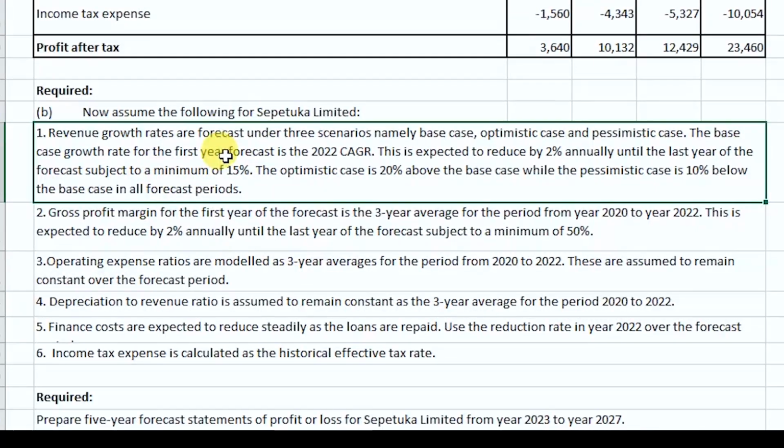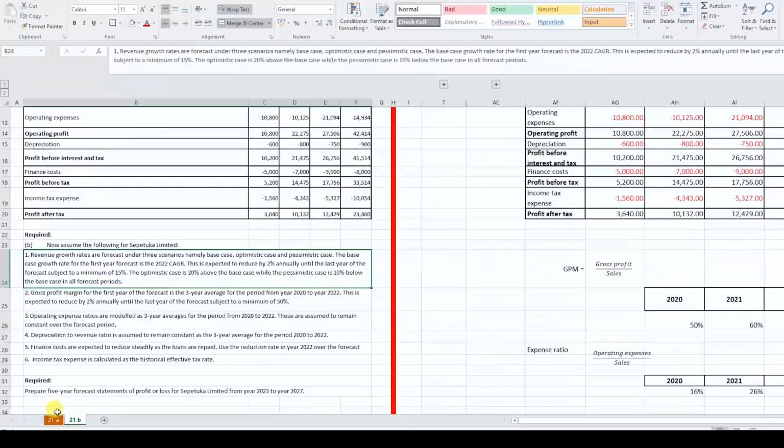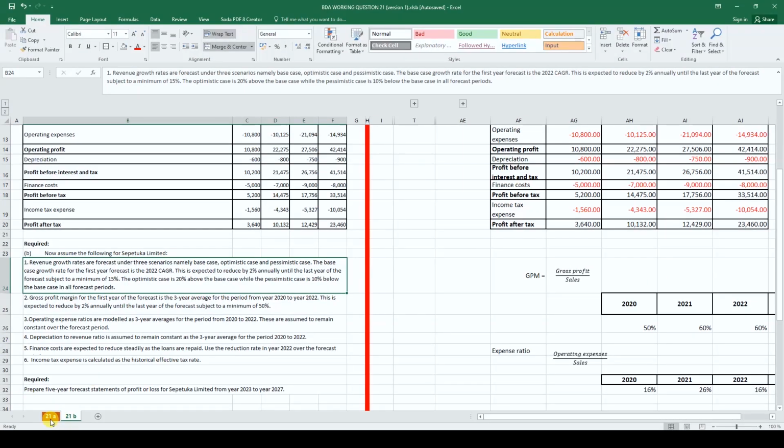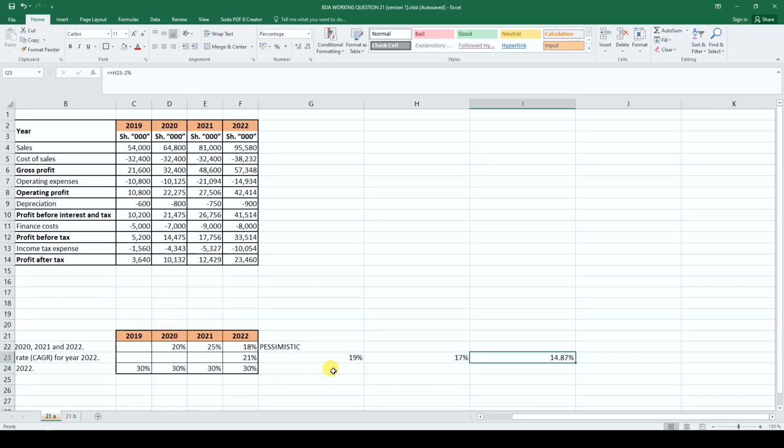Revenue growth rates are the forecast under the three scenarios, namely base case, optimistic case, and pessimistic case. The base case growth rate for the first year of the forecast is the 2022 CAGR. This is expected to reduce by 2% annually until the last year of the forecast, subject to a minimum of 15%. Optimistic case is 20% above the base case. So we can come right over here to 21A down here, and we're saying it is 20% above. Here is a pessimistic case. We said it was 10% below.